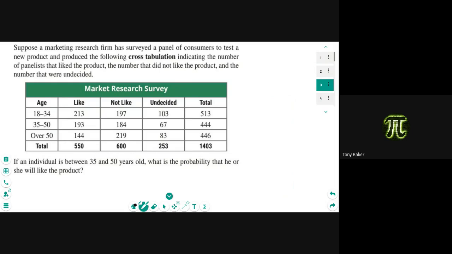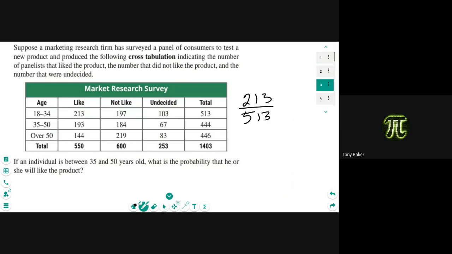If I said, given an 18 to 34-year-old, what is the probability that they liked the product? So now we have that qualifier, that conditional probability. I'm telling you, I've chosen an 18 to 34-year-old. What is the probability that they like the product? In that situation, it is going to be 213 over the 513, because there's 513 18 to 34-year-olds I've chosen out of that. What's the probability that I picked one that liked it? It's 213 out of the 513.